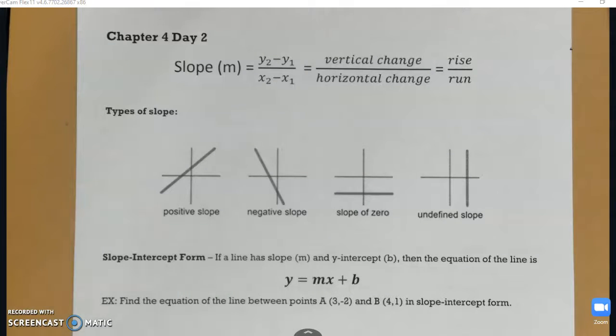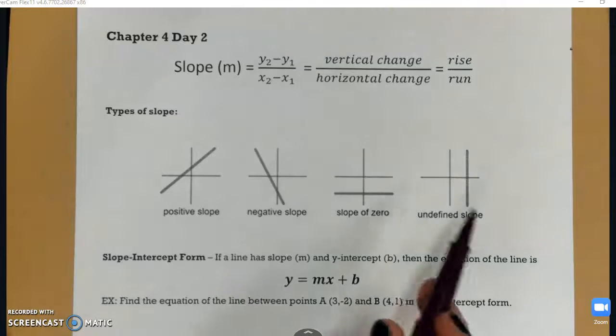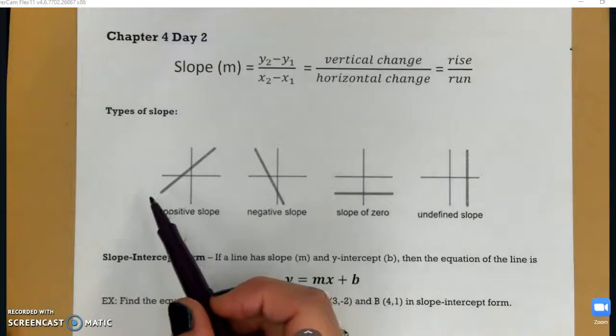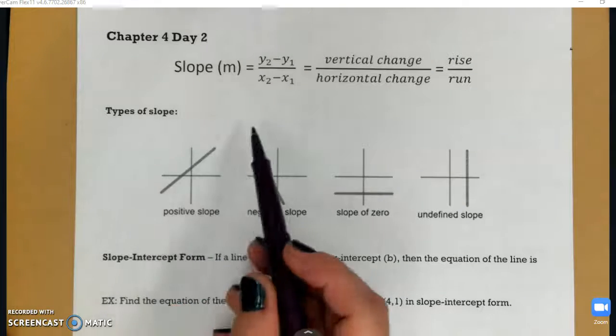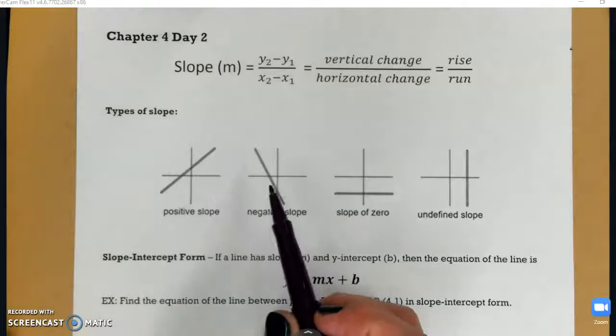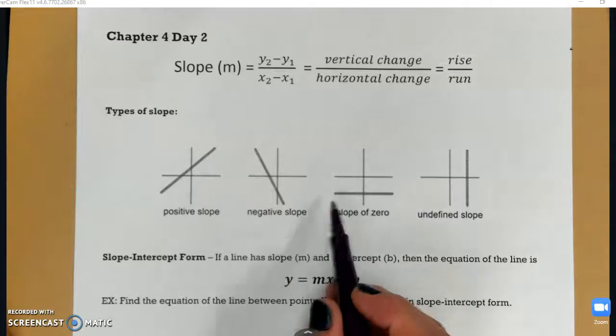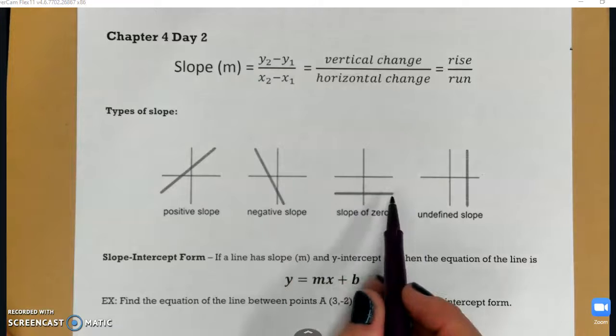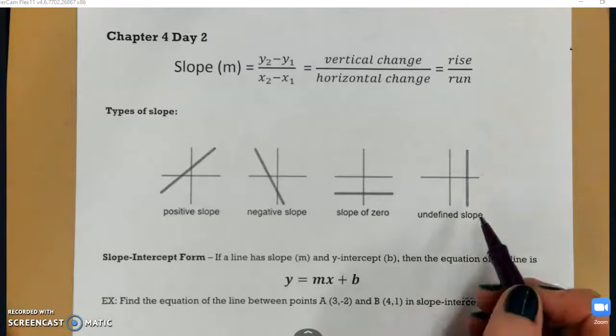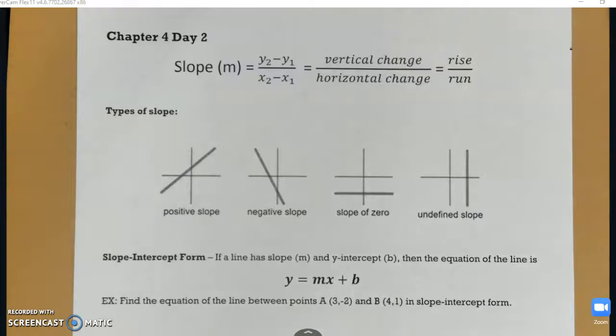y2 minus y1 over x2 minus x1. That gives me my rise over my run, my vertical change over my horizontal change. And then again, different types of slope. Positive slope, if I'm going from left to right, I'm walking uphill. Negative slope, if I'm going from left to right, I'm walking downhill. If you have a horizontal line, that's slope 0. And if you have a vertical line, that would be an undefined slope.